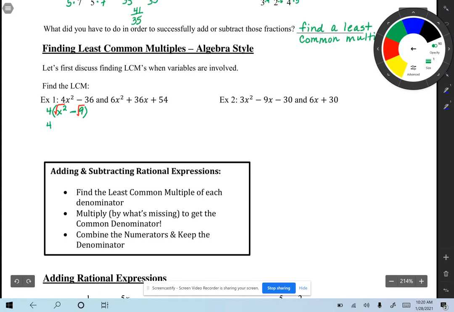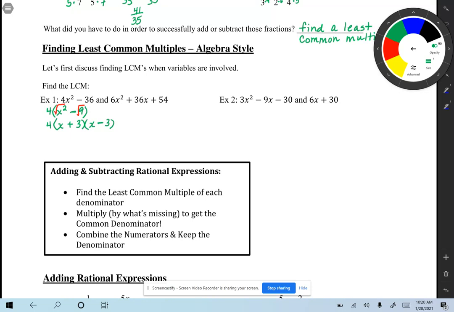So you still have the 4 out here. Make your 2 parentheses. Square root of x squared is x. Put that in each slot. And the square root of 9 is 3. Positive times negative will always give you a negative, and that's the only way to get the negative 9. That one's done. Let's look at the second one.